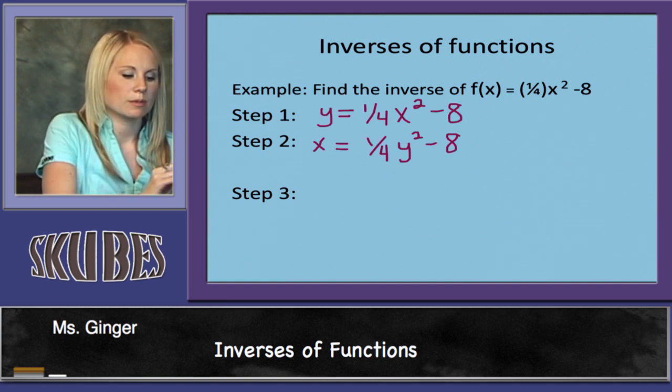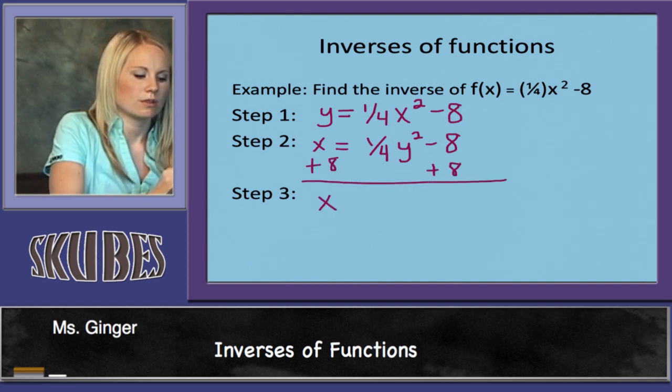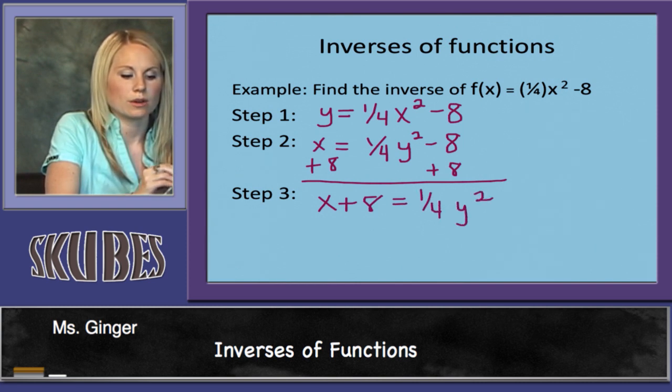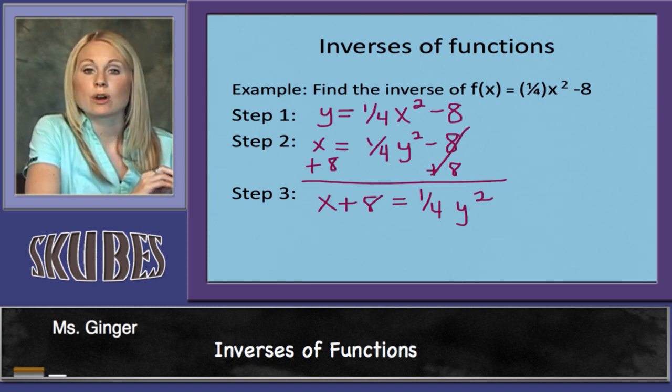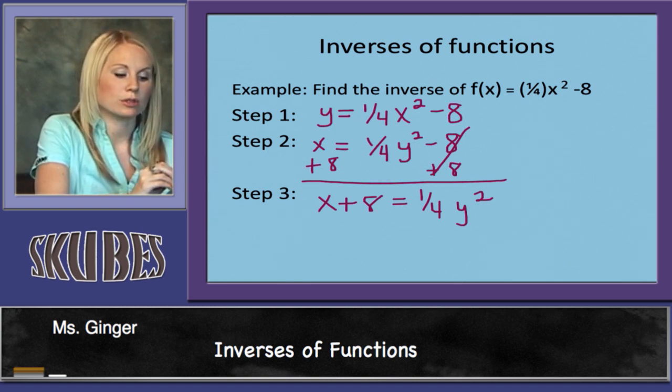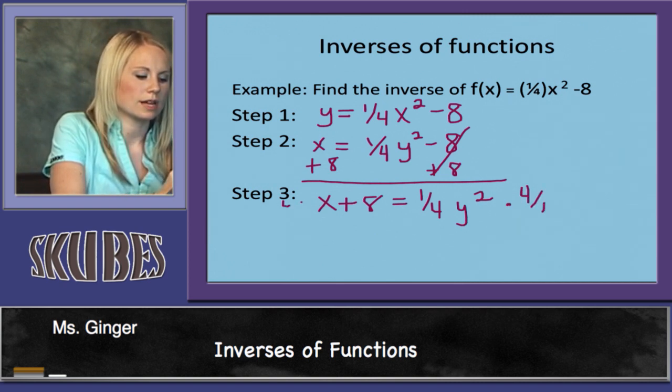So I'm going to work on step 3 and all this space down here. So we're going to add 8. Opposite operation. Got x plus 8 equals 1/4 y squared. These 8's are gone, so that's good news. And to get rid of our 1/4 that's attached, we're going to need to multiply by the reciprocal, 4 over 1. Both sides.